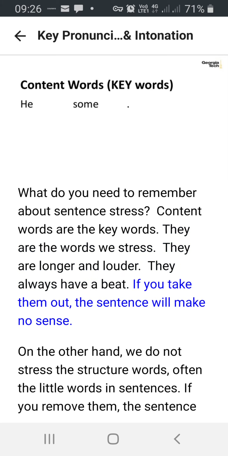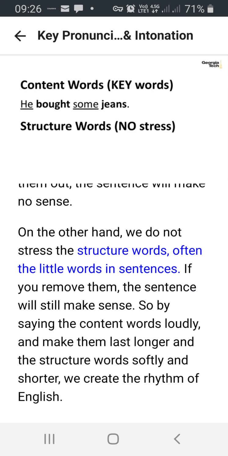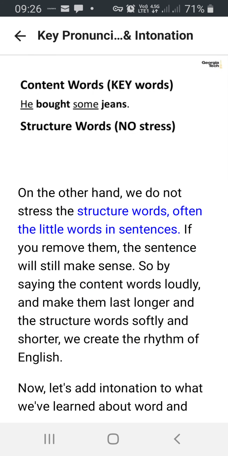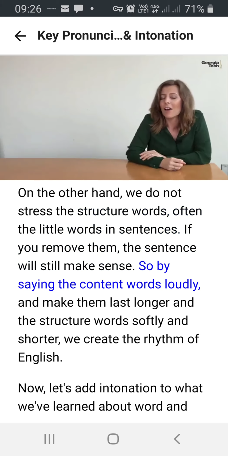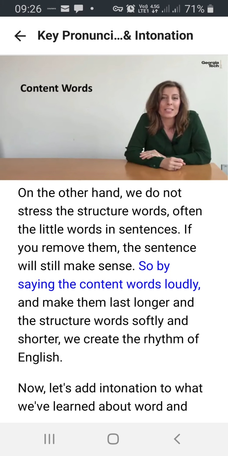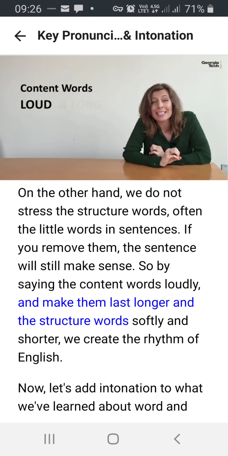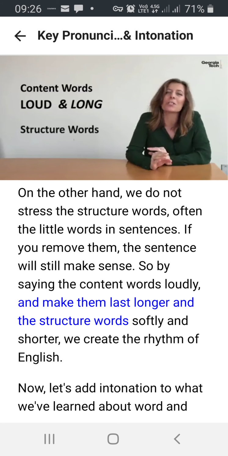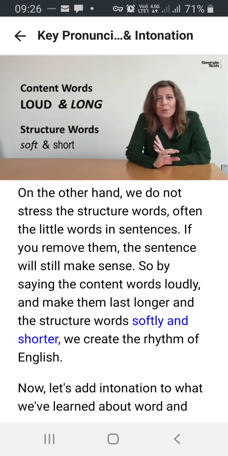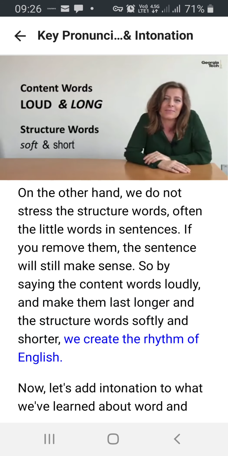On the other hand, we do not stress the structure words, often the little words in sentences. If you remove them, the sentence will still make sense. So, by saying the content words loudly and making them last longer and the structure words softly and shorter, we create the rhythm of English.